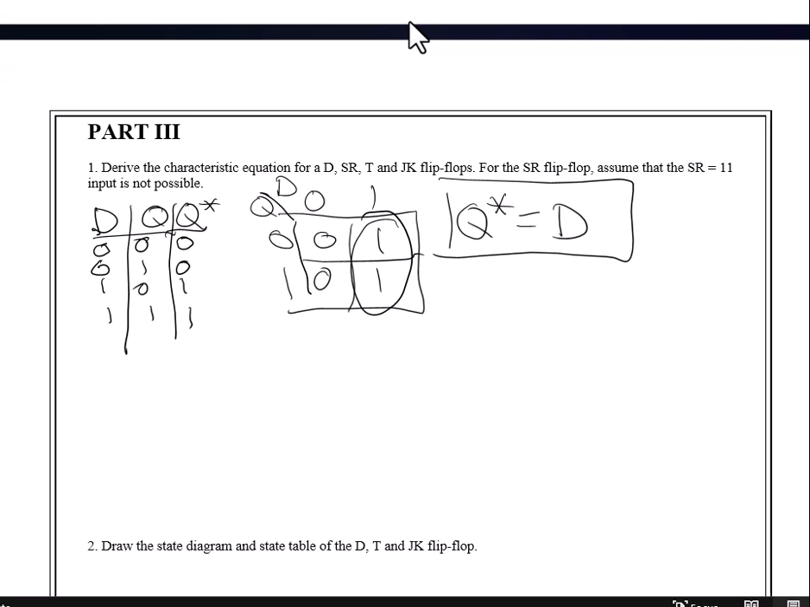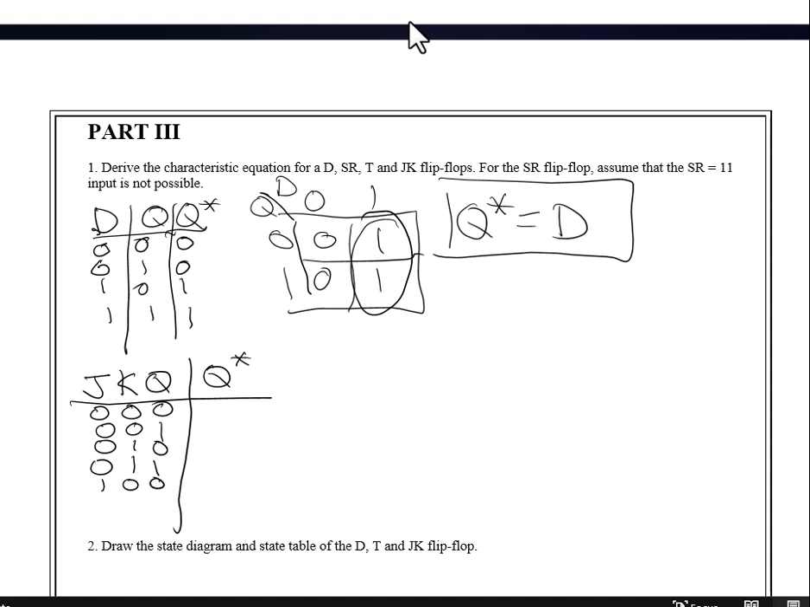Okay, so now we'll do JK. Okay, so we have a J, a K, and a Q. So we have 8 different possibilities for our variables.